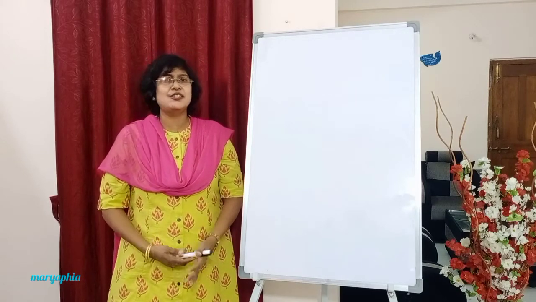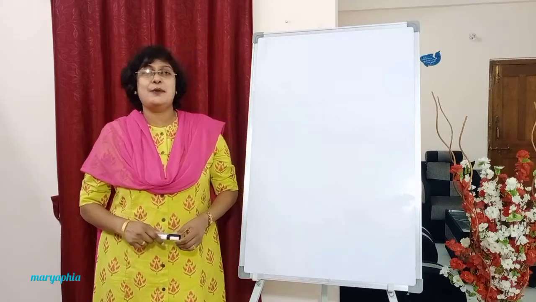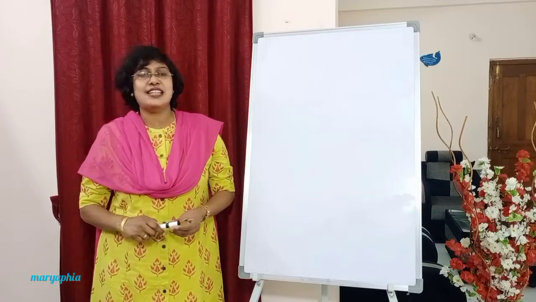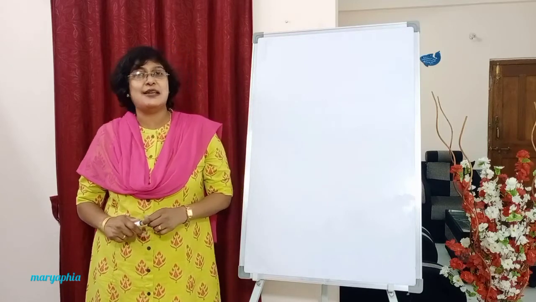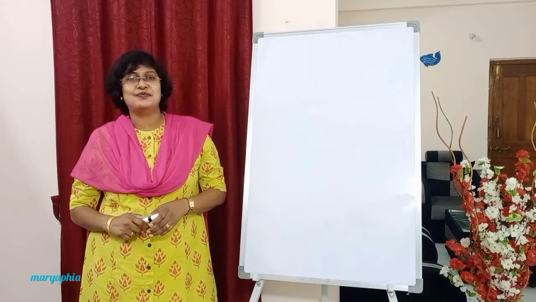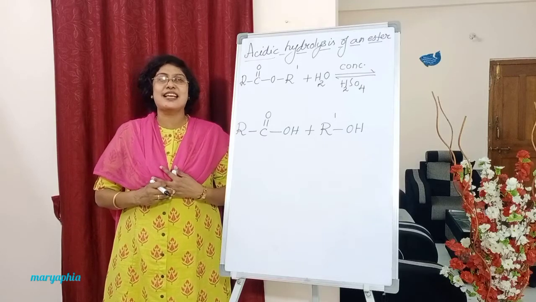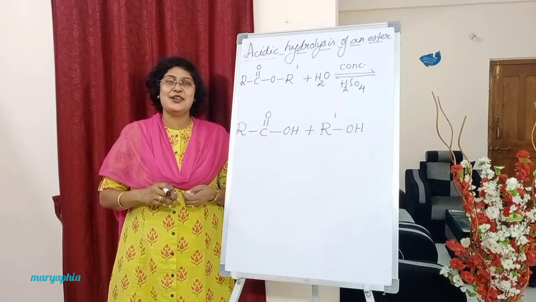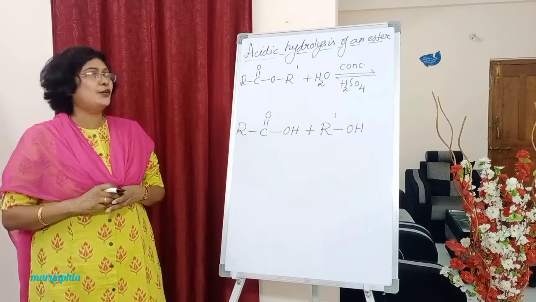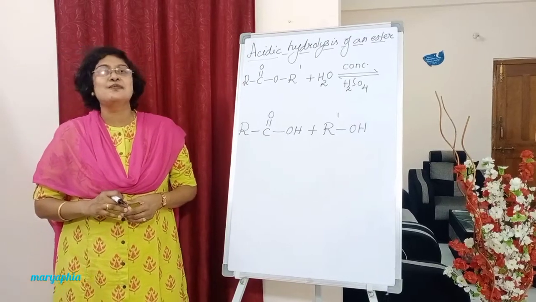So what am I going to do now in this class? I'm going to explain one of the most important reactions from the unit on carboxylic acids, and it goes by the name acidic hydrolysis of an ester. Students, kindly put the side heading in your notebooks: acidic hydrolysis of an ester. It's there on the board, please look at the board and copy it down.